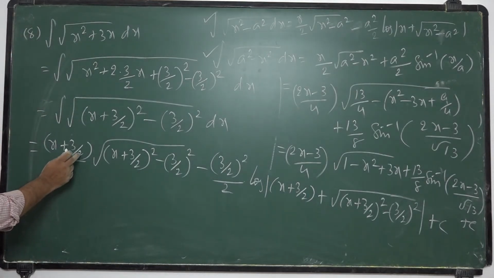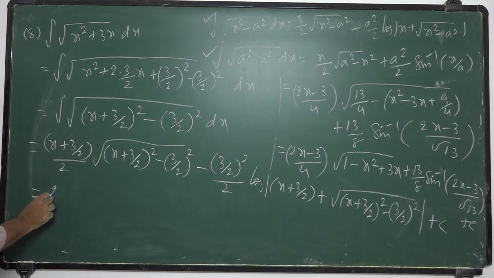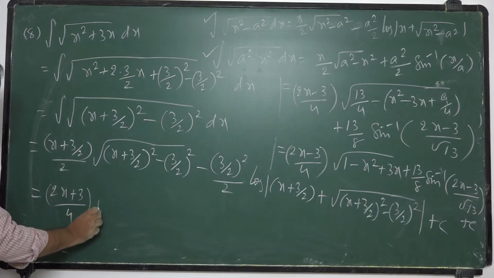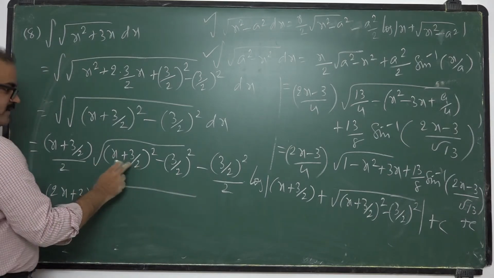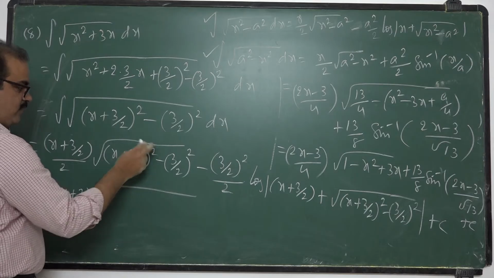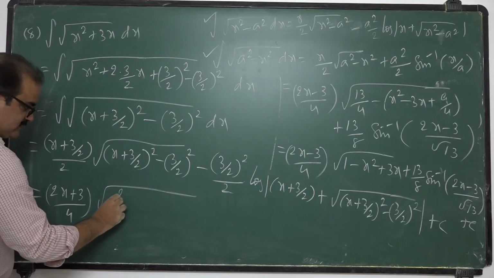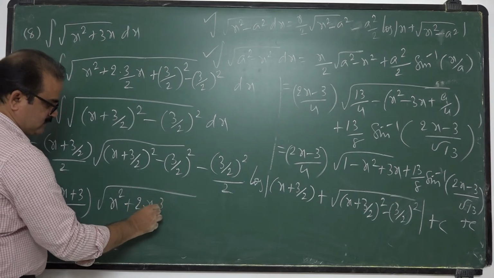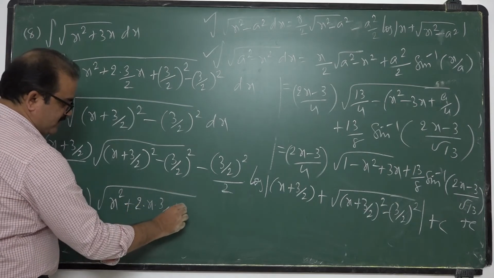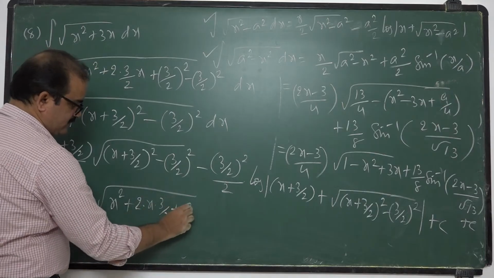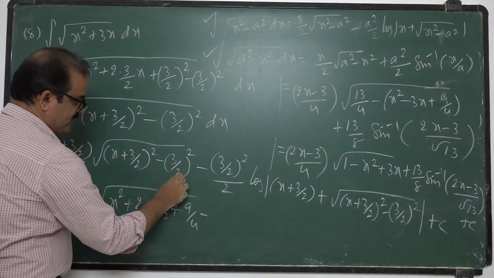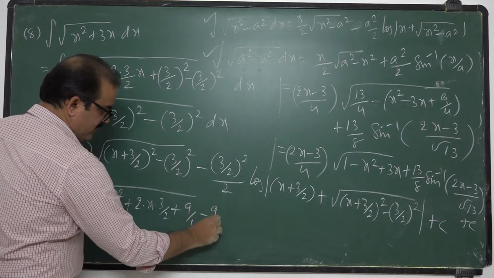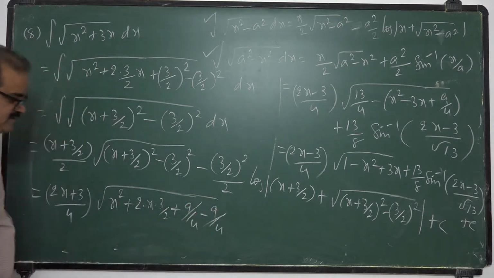See LCM here, 2. 2 into 2, 4. In numerator, 2x plus 3 by 4 into root of, you expand it. It is in the form of a plus b whole square. A square plus 2ab, 2 into x into 3 by 2 plus b square, 3 by 2 whole square, 9 by 4 minus 3 by 2 whole square, minus 9 by 4. They get cancelled.